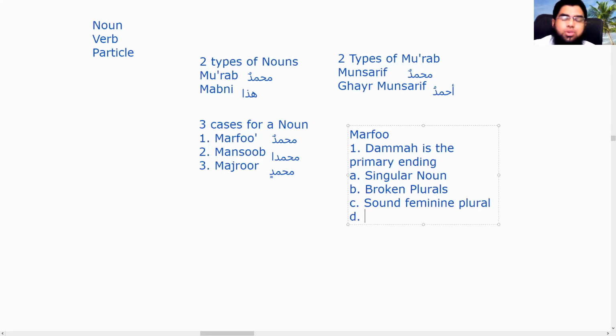Dhamma comes in muslimatun. And it comes in present tense verbs, the five in your pocket: yafalu, tafalu, afalu, nafalu. You'll find dhammas in these four: singular words, broken plurals, sound feminine plurals like muslimatun, and present tense verbs, the five in your pocket which we learned. That's it. Dhamma is the first sign of being marfu.